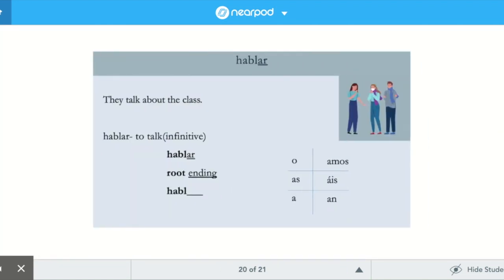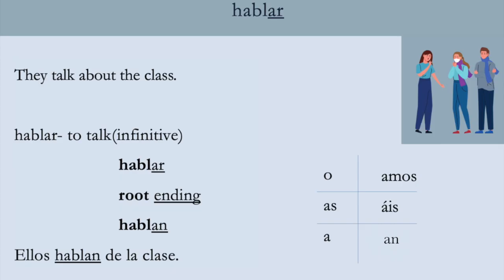This is our last example. Here we have an AR verb, hablar, to talk. They talk about the class. So our infinitive would be hablar, to talk. So we keep the root, we drop the ending, and now same thing. Who is our subject? Our subject is they. So in español, that would be ellos y ellas, which would be in this box. So our ending would be an, A-N. So that's what we would put right next to our root. So they talk about the class.